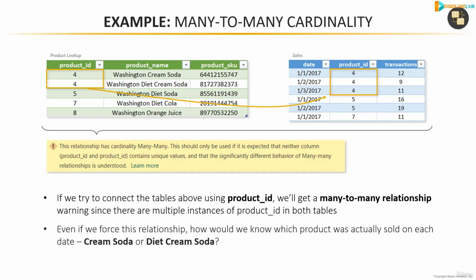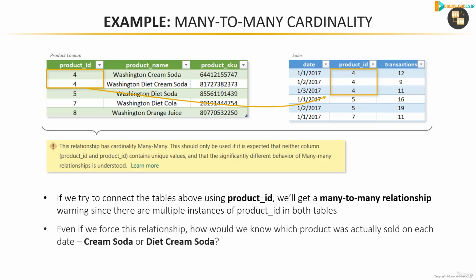Because we have two different products with ID number 4, Washington Cream Soda and Washington Diet Cream Soda, which for the record sounds like a terrible beverage, but that's beside the point. The idea here is that we know that product ID 4 was sold on January 1st, January 2nd, January 3rd, but it could have been either one of those products because they share the same ID. So that's our quick cardinality crash course.